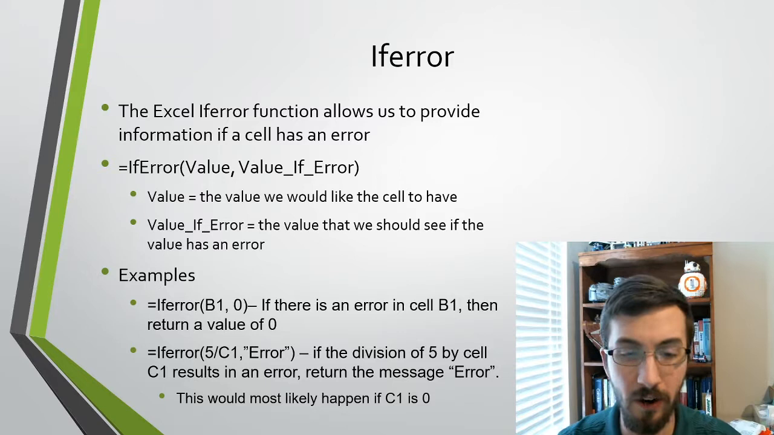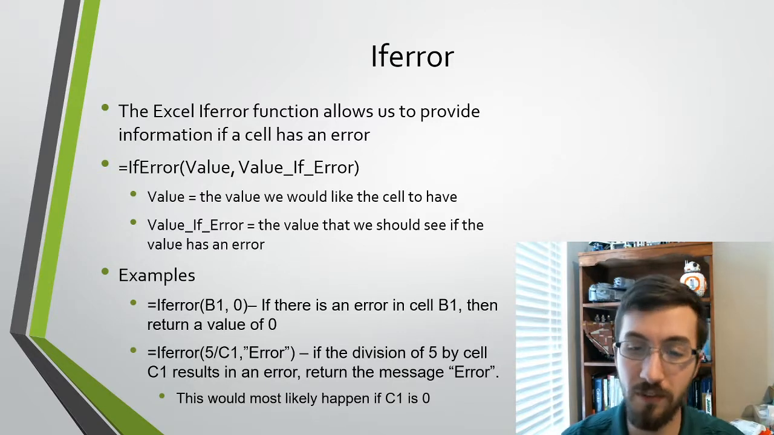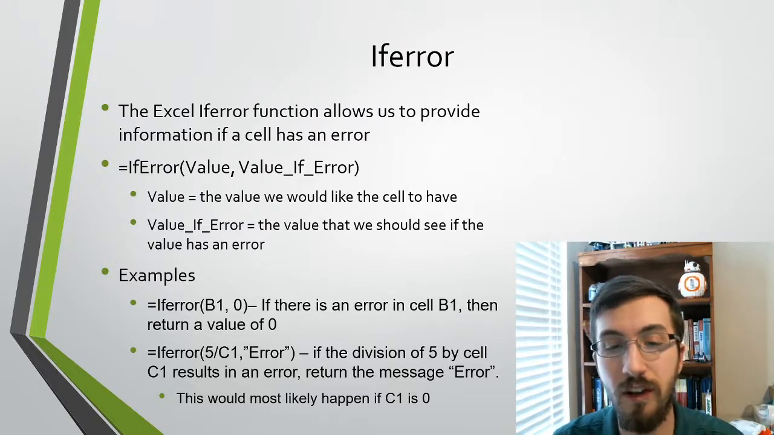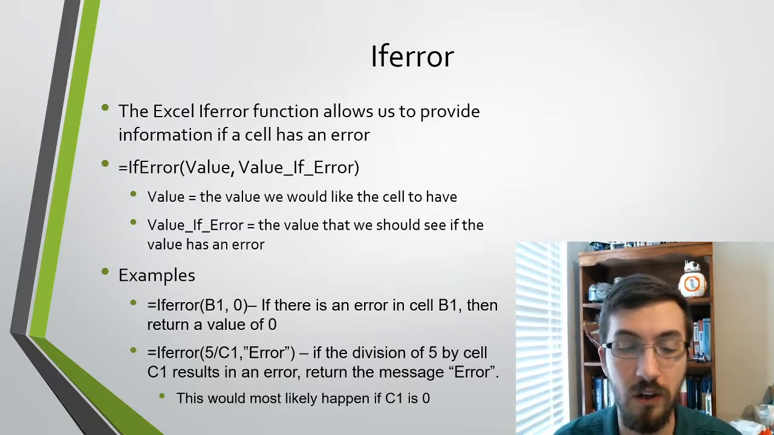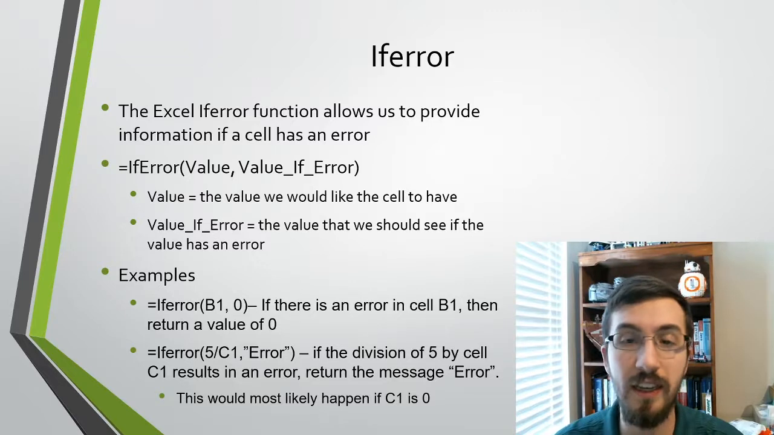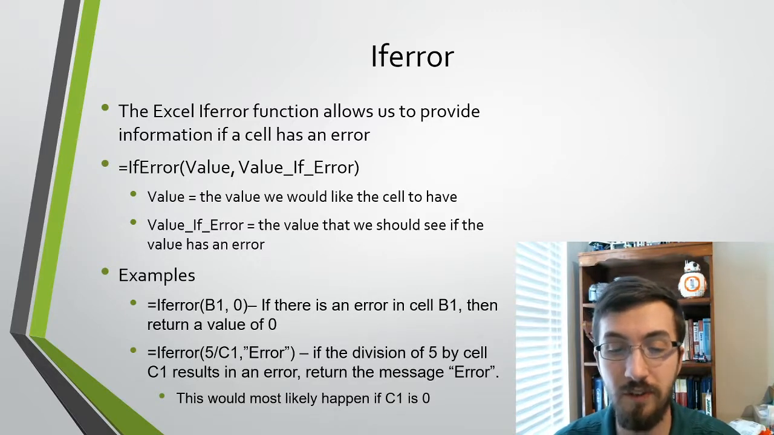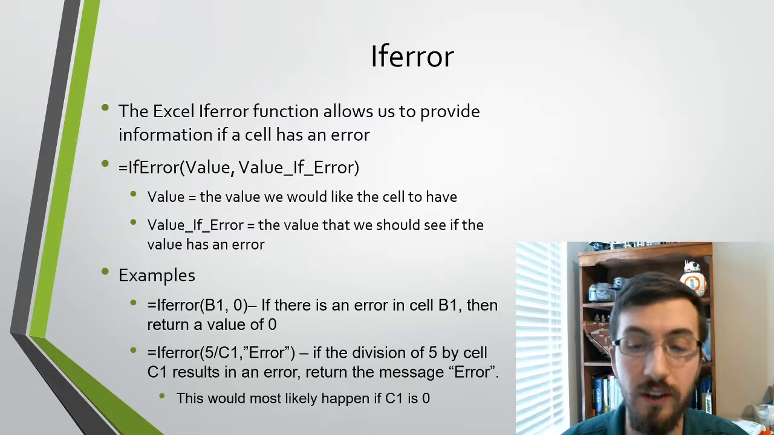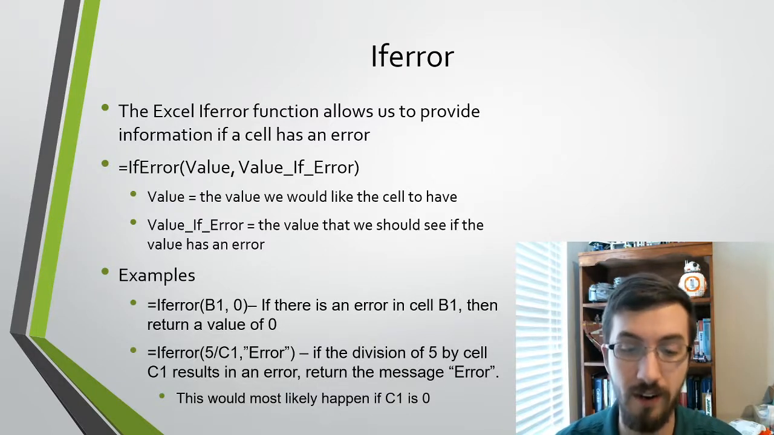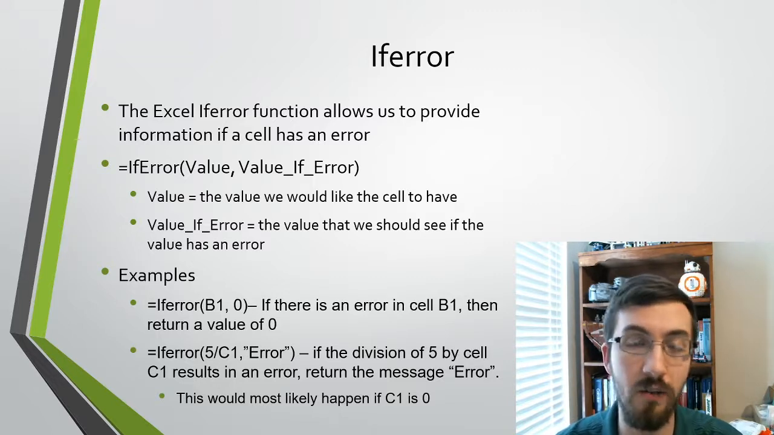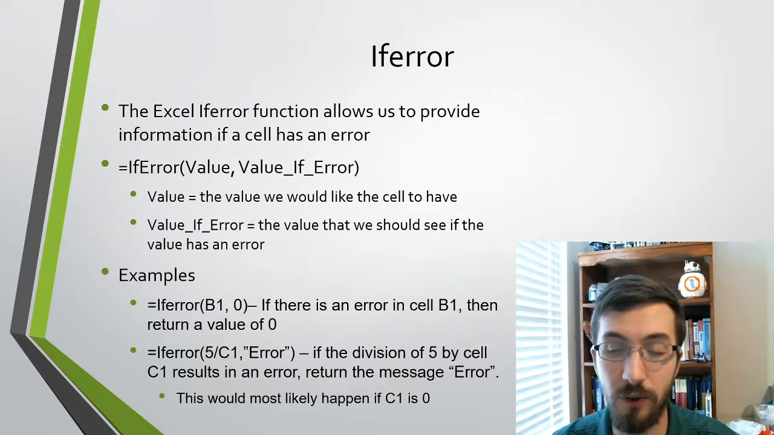IFERROR(B1, 0). So if there is an error in cell B1, then we return a value of 0. Or IFERROR(5/C1, "Error"). If the division of 5 by cell C1 results in an error, then you should return the message Error. Okay, this would probably happen if cell C1 was 0, right? For whatever reason, Excel is going to give you an error if you divide by 0.